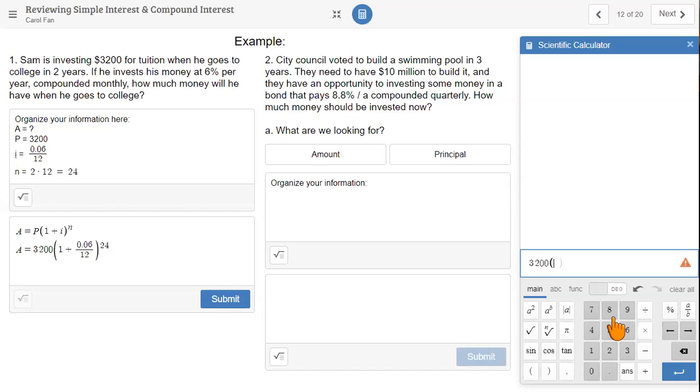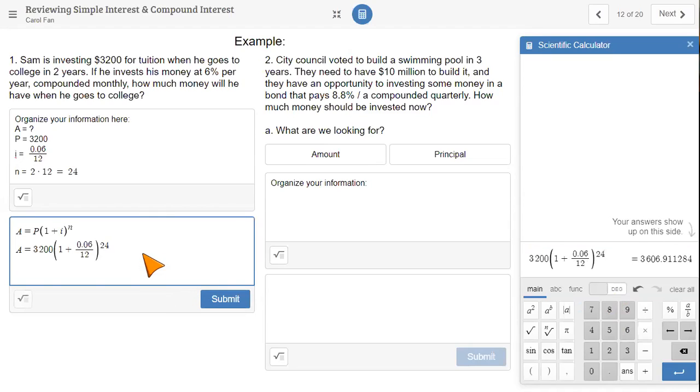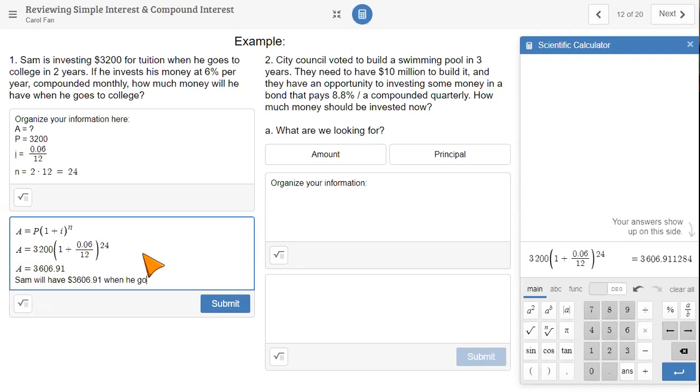So 3,200 times 1 plus 0.06 over 12 to the power of 24. So the final amount, $3,606.96. So Sam will have $3,606.96 when he goes to college.